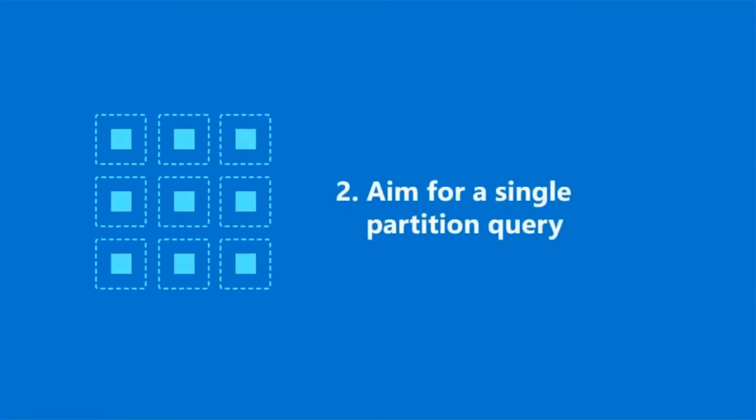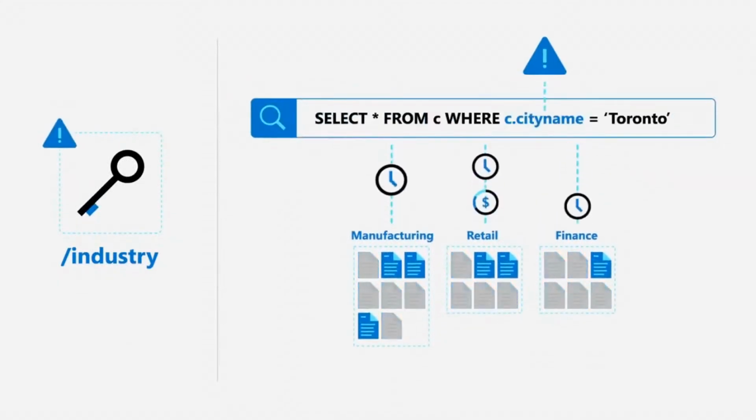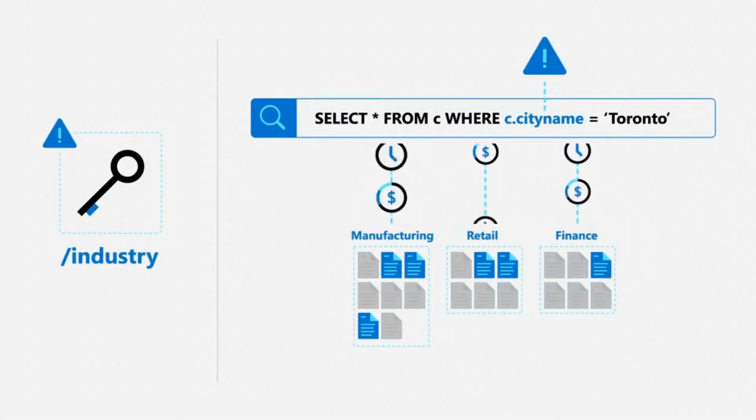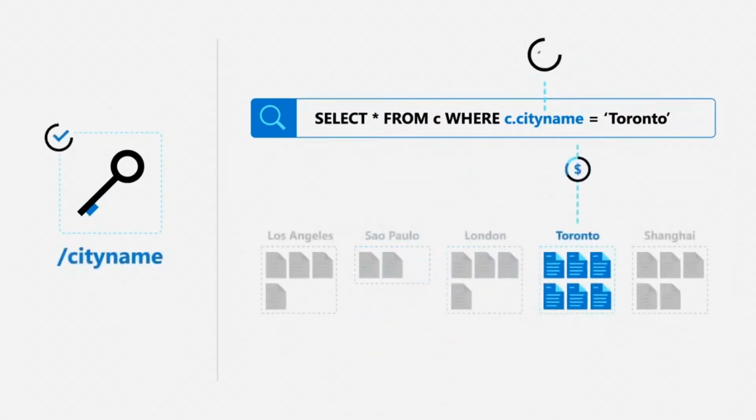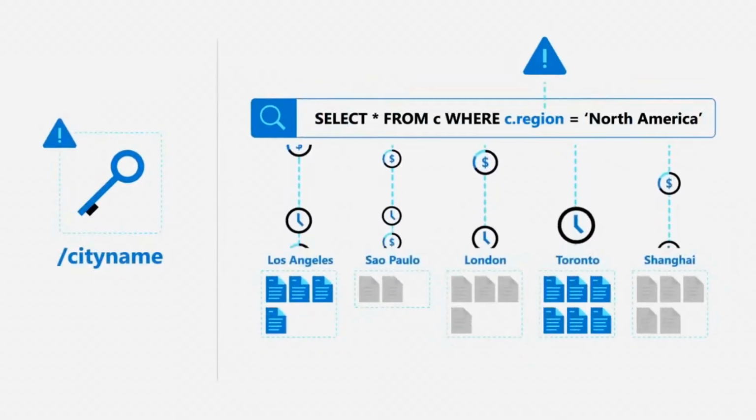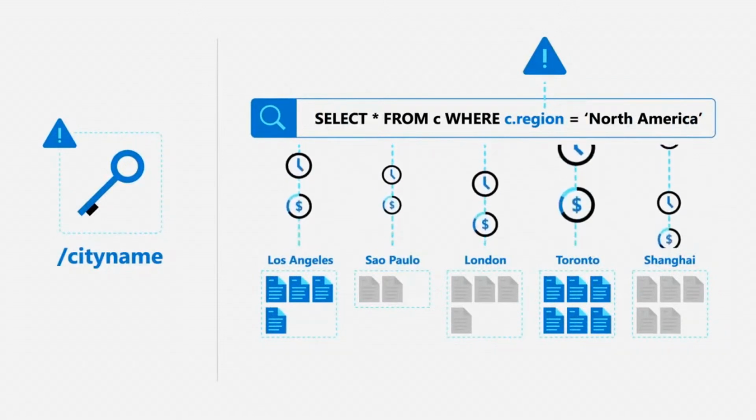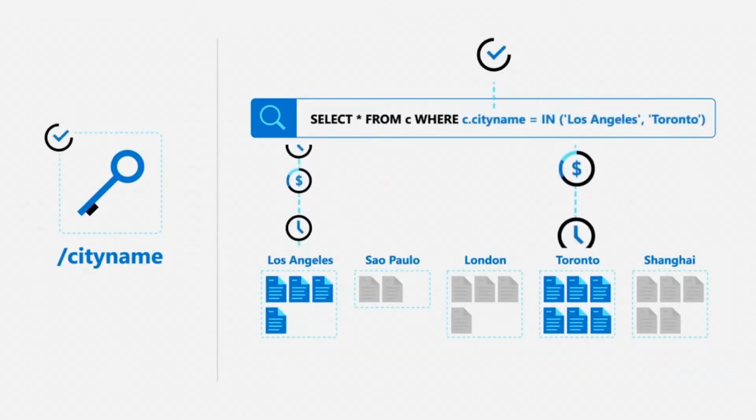2. Aim for a single partition query. Look to see how many partitions get hit when you run your most frequent queries. Ideally, you want to avoid the cost and latency of involving multiple partitions by choosing a key that queries a single partition. 3. Understand cross-partition query trade-offs. If you do run cross-partition queries for less important workloads every once in a while, it won't impact your overall experience. But if it's more than that, you can use an array of discrete values for the partition keys in your query to target a subset of partitions.